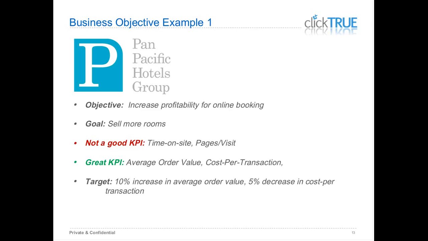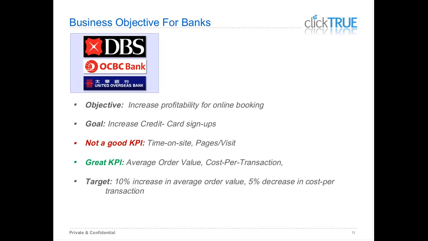Now, this example you can imagine can really translate very well into the banking industry as well. So instead of getting more room sign-ups, why not increase the number of credit card sign-ups? You know, and so when you think in this track, you're very focused, and suddenly everything becomes clearer. There'll be less data overload, especially because you'll be working towards a specific goal.